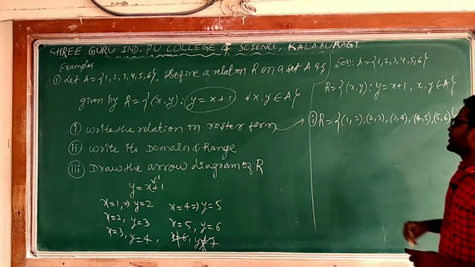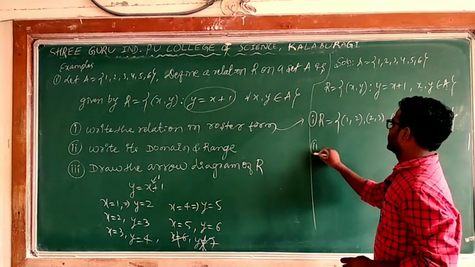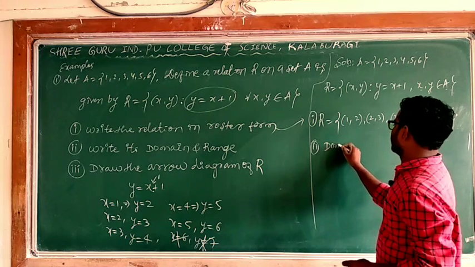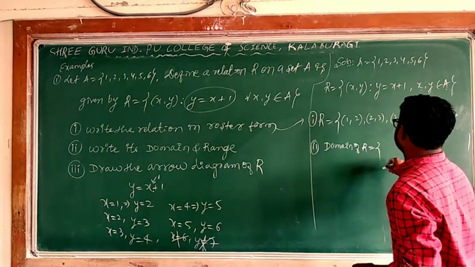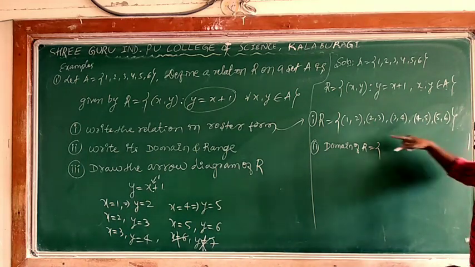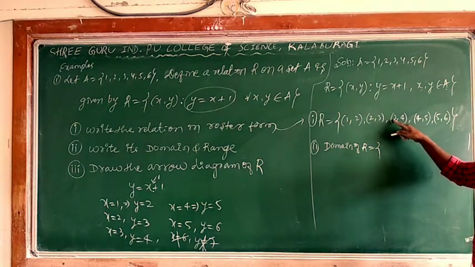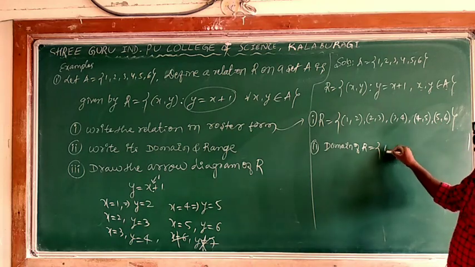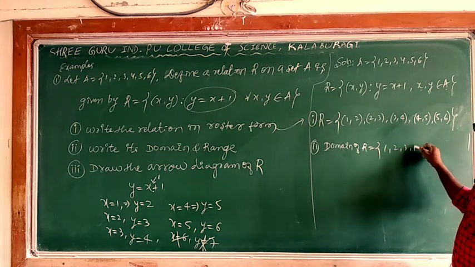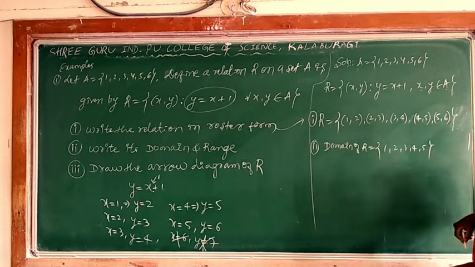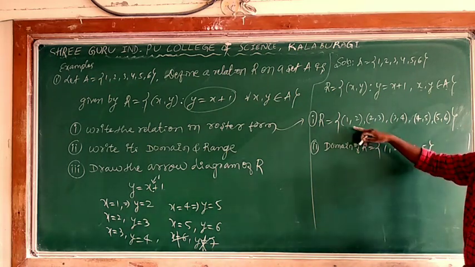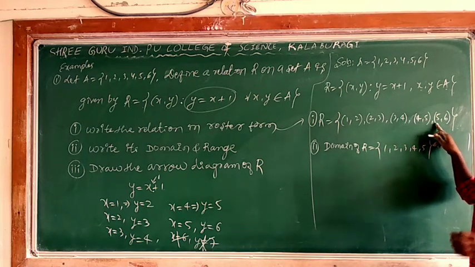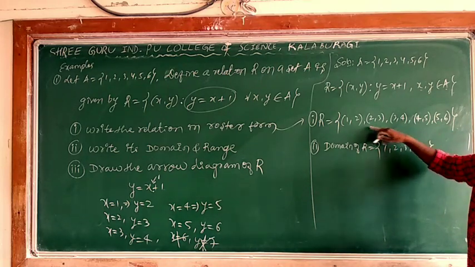What is the domain here? The domain of R is the set of all first elements of the ordered pairs. What are these? 1, 2, 3, 4, 5. The domain of the relation is always the first elements of the ordered pairs.